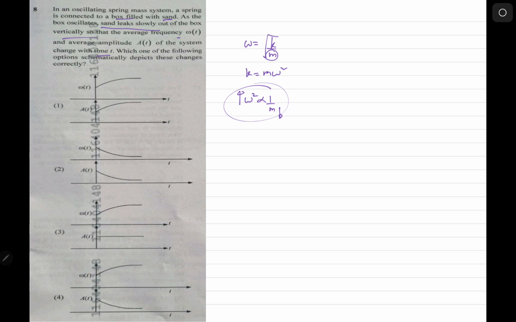Second, amplitude. From damped oscillation, we know that amplitude decreases exponentially. A equals A naught e to the power minus bt by 2m, somewhat like that. So that's how it is decreasing. We can see that it is exponentially decreasing, and omega is increasing. These two things, omega increasing and amplitude decreasing, are there in the fourth option only. Okay, let's move to the next question.